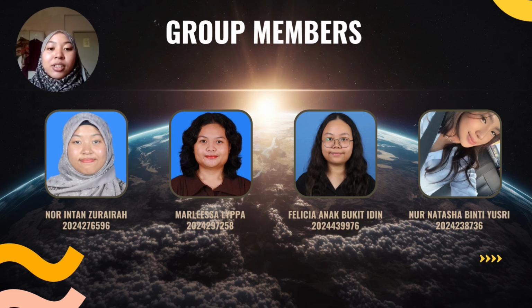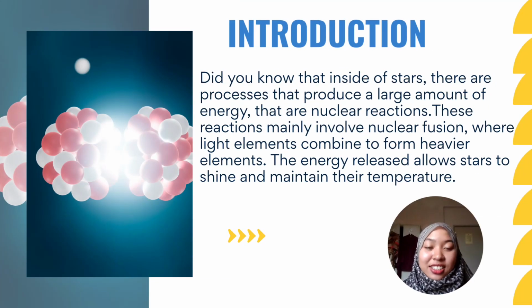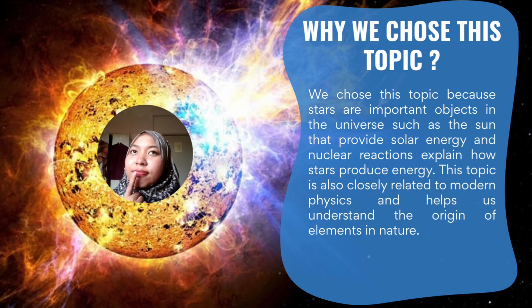We will explain about the nuclear reaction in stars. Did you know that inside a star, there is a reaction that produces a large amount of energy? The reaction is called the nuclear reaction. The nuclear reaction mainly occurs through nuclear fusion, where light elements such as hydrogen combine to form a heavier element such as helium. The energy released allows the star to shine and maintain its temperature.